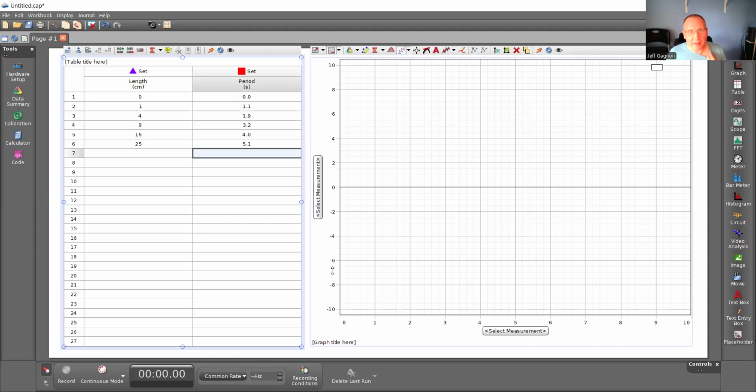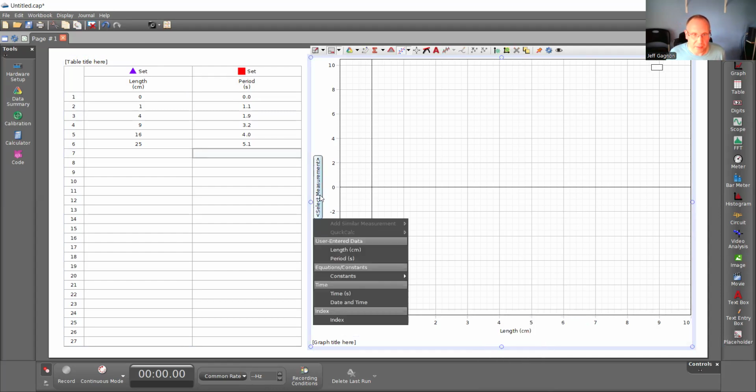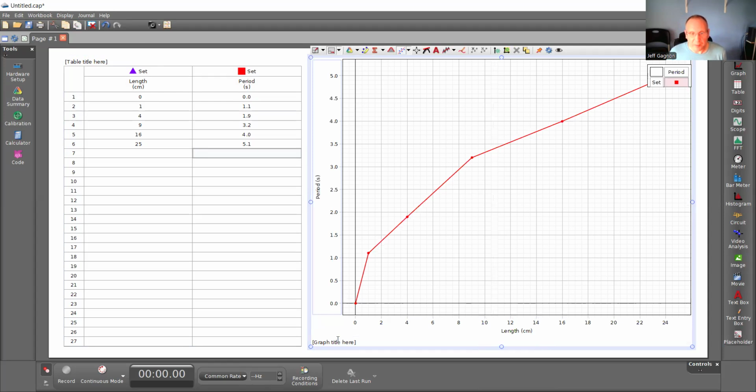Okay, so when I plot this, remember on the x-axis, I want to choose what I want to plot here. Well, that's going to be the length. On the y, I need to choose period. Okay. For the title here, remember we can always use the y variable versus the x, so I can just call this period versus length. And then it does the one thing that we don't want it to do, right? It connects everything by default with line segments.